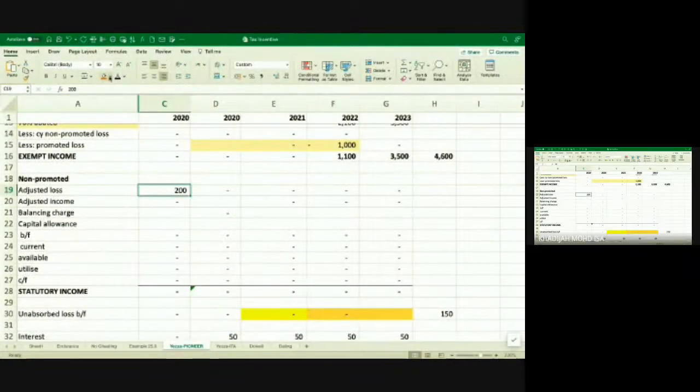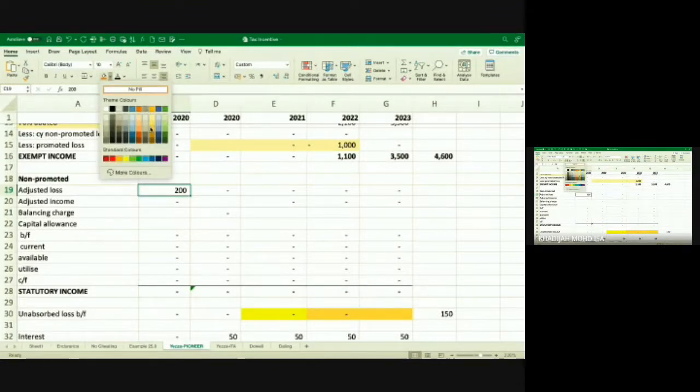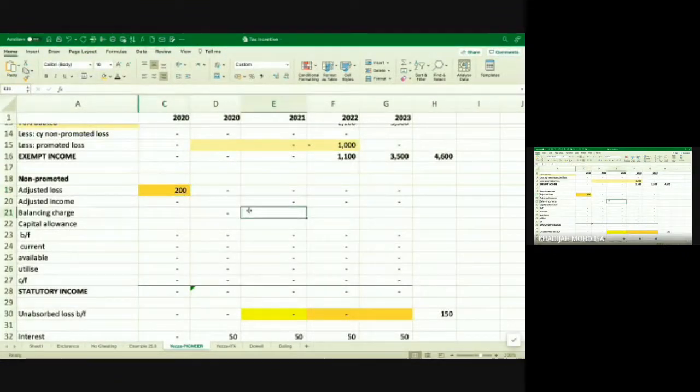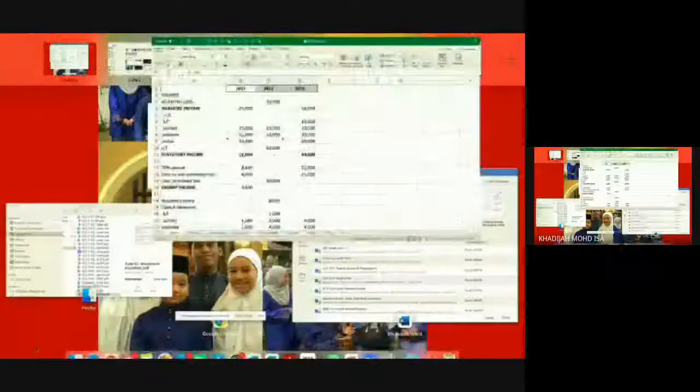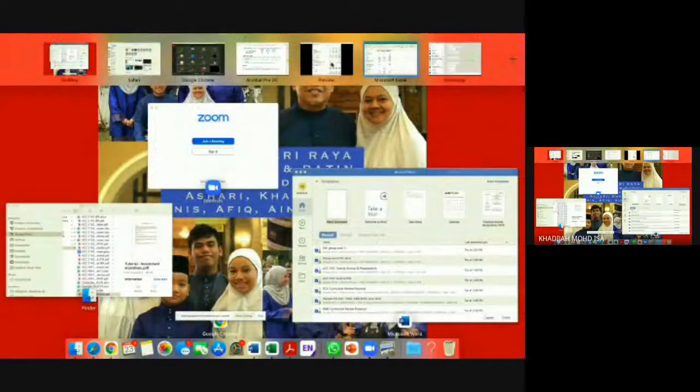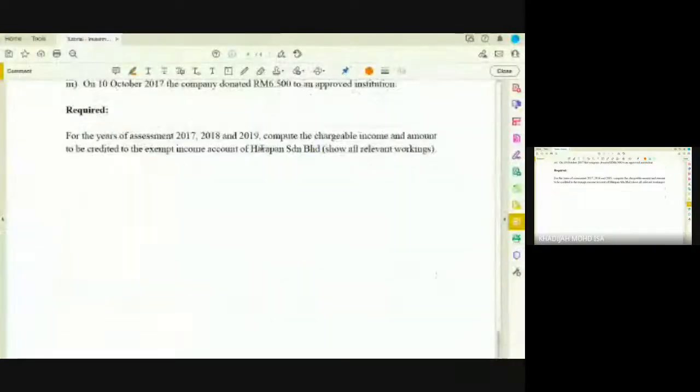Okay. Other than that, let's look into Harapan. Where is the answer for Harapan? There is no answer for Harapan. Let's look at the question. Okay, let's look at Harapan.